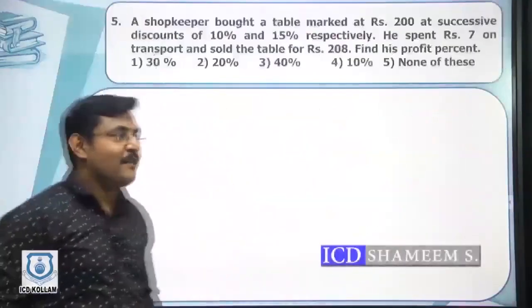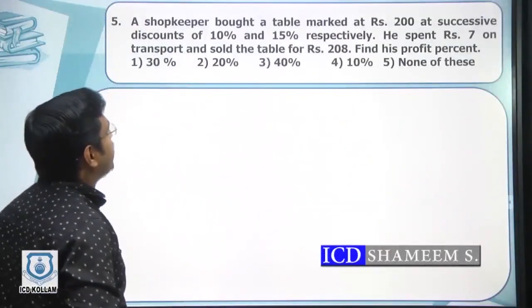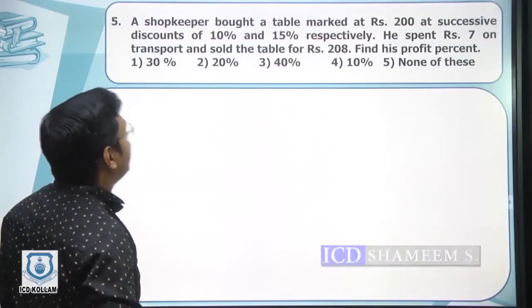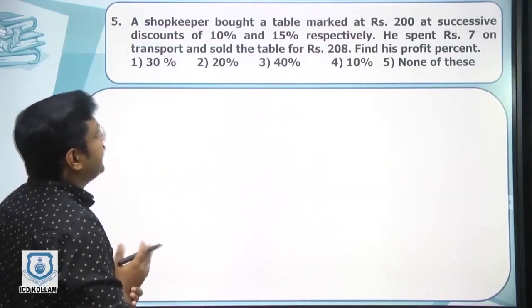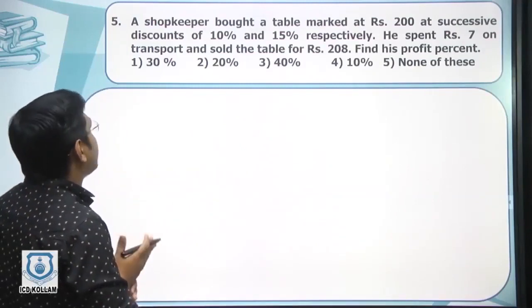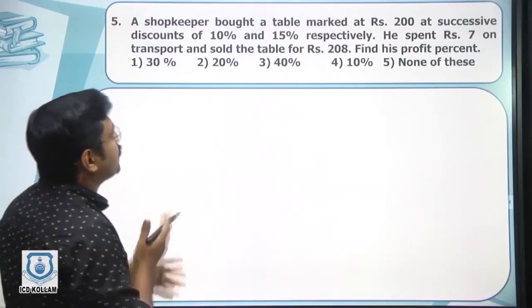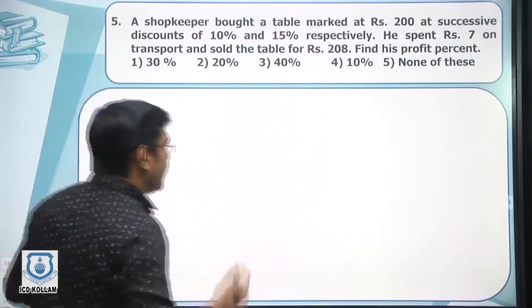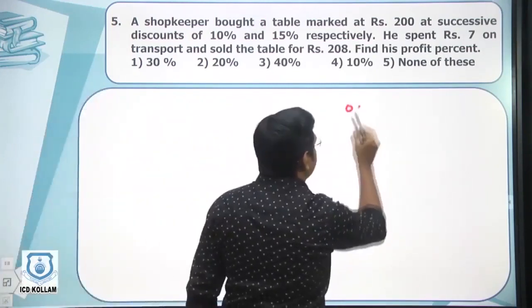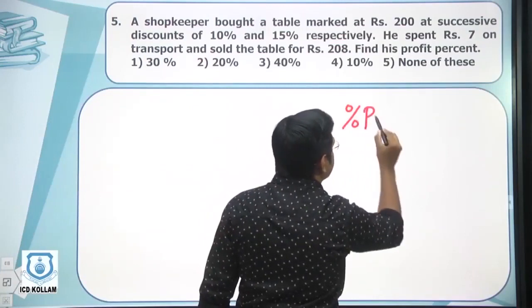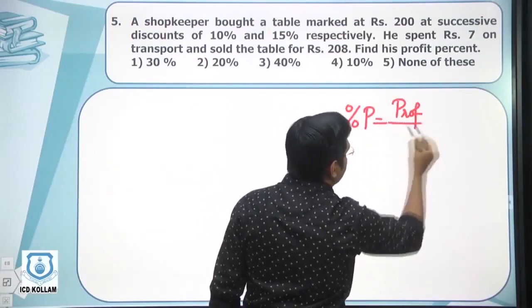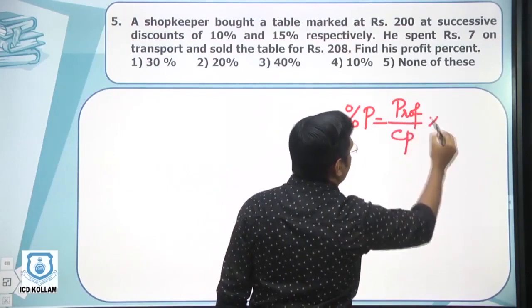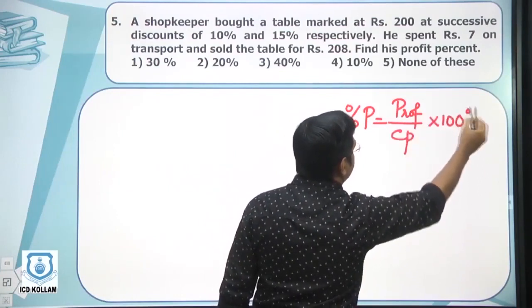Answer. Question number 5. A shopkeeper bought a table marked at rupees 200 at successive discounts of 10% and 15% respectively. He spent rupees 7 on transport and sold the table for 208. Find his profit percentage. Yes, here we need to find the profit percentage. We know the frame. Profit percentage is equal to profit with respect to cost price is what percentage? We need to find the profit percentage.